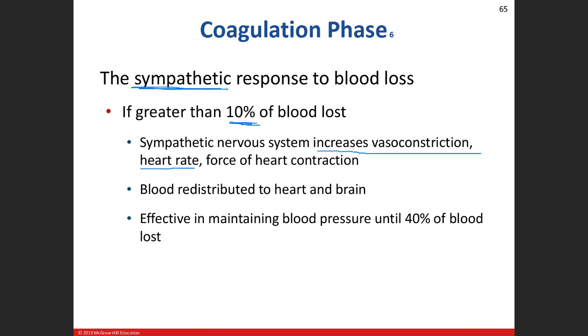And not only that, we're going to increase how hard the heart contracts. So not just how fast, but how hard. We're going to make it more forceful, so we can get more blood in there and speed it up, and we can get more blood out. So this gets our blood to our heart, which is our pumping mechanism, but most importantly to our brain. This is good for a while, but if you start to lose over 40%, then you start to have some issues. You go into shock, and a couple of things will happen.